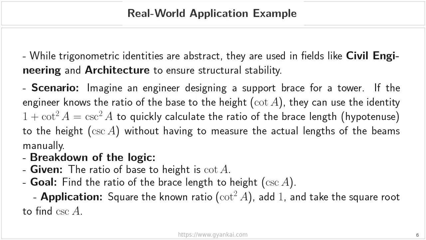which is the ratio of the base to the height, represented as cotangent of A. Our goal is to find the ratio of the brace length, which is the hypotenuse, to the height, which is the cosecant of A. To do this, we simply apply the identity. We square our known ratio, add 1, and then take the square root of that result to find the cosecant of A. It's a powerful way to use proportions to solve complex structural problems.